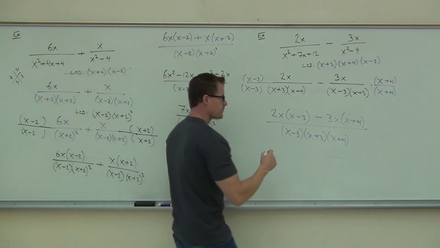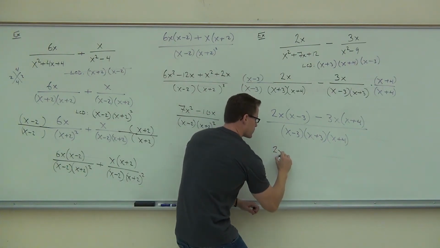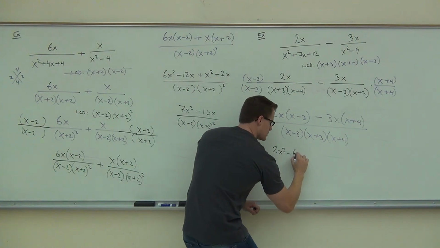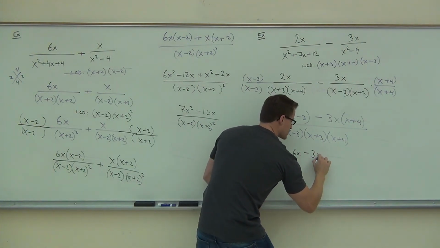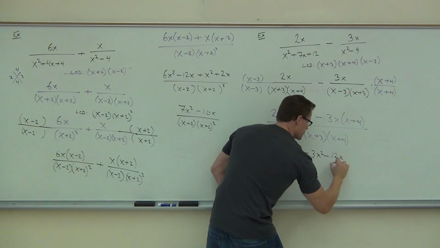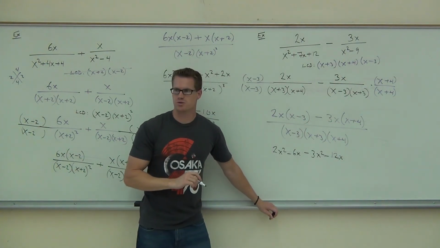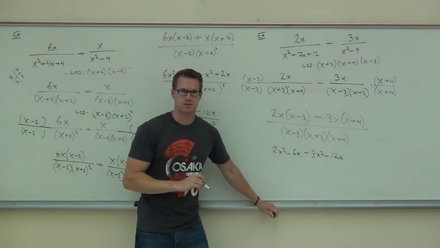So distributing, hopefully you've done this already, you have the 2x squared minus 6x. Good. And then we're going to have minus 3x squared minus 12x. Did you make it that far? Yes. Especially the minus 12x. You have that. Good.